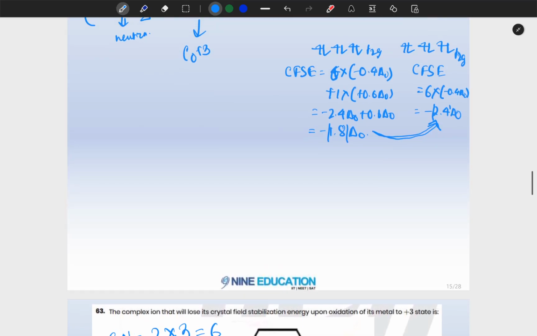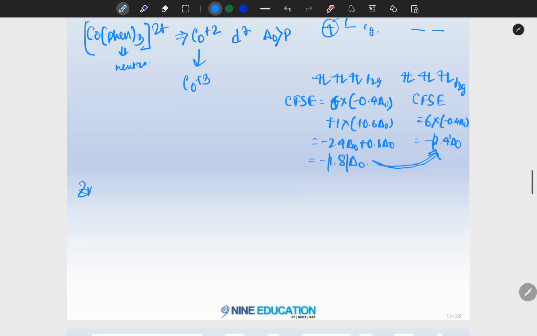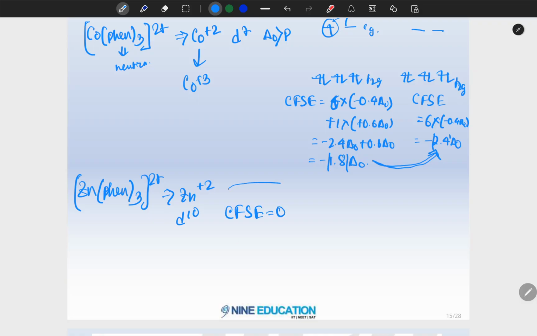Next one is zinc. Now Zn(phen)3 2+. In zinc, what is the electronic configuration of Zn2+ over here? That is d10. For d10 we already know the value of CFSE will be 0. If I oxidize Zn2+ to Zn3+, the resultant configuration will be d9, and this will be the representation: 1 2 3 4 5 6 7 8 9.